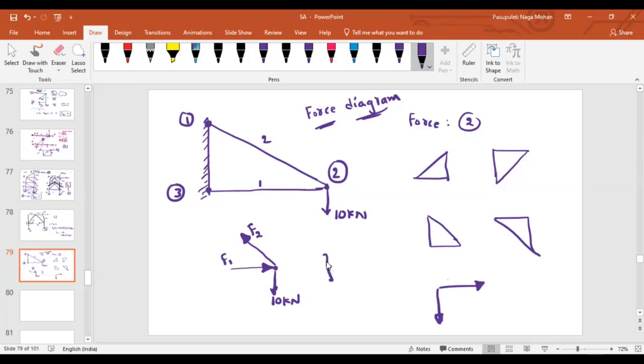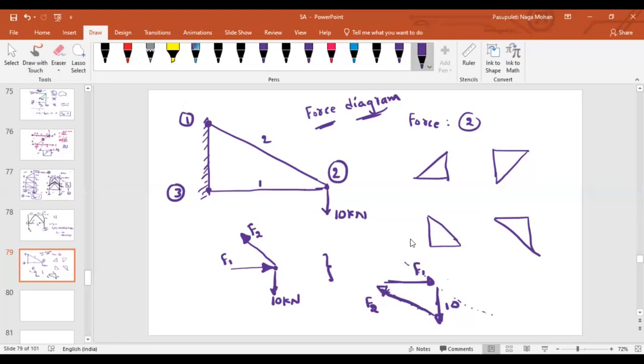If I rearrange them somehow, I will represent it like this, and then I will represent an F1 force like this. This is my first 10 kilonewton. Now you can see F1 and 10. What is the resultant? The resultant is nothing but F2.